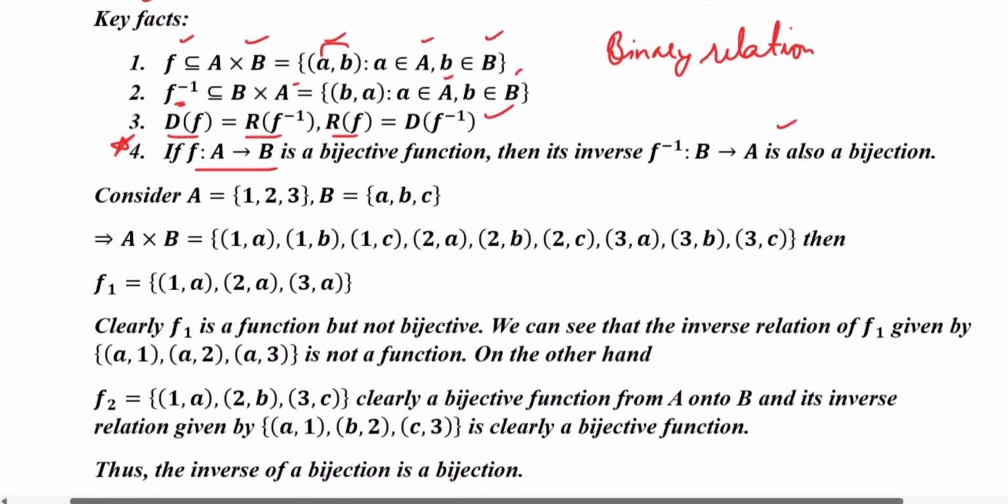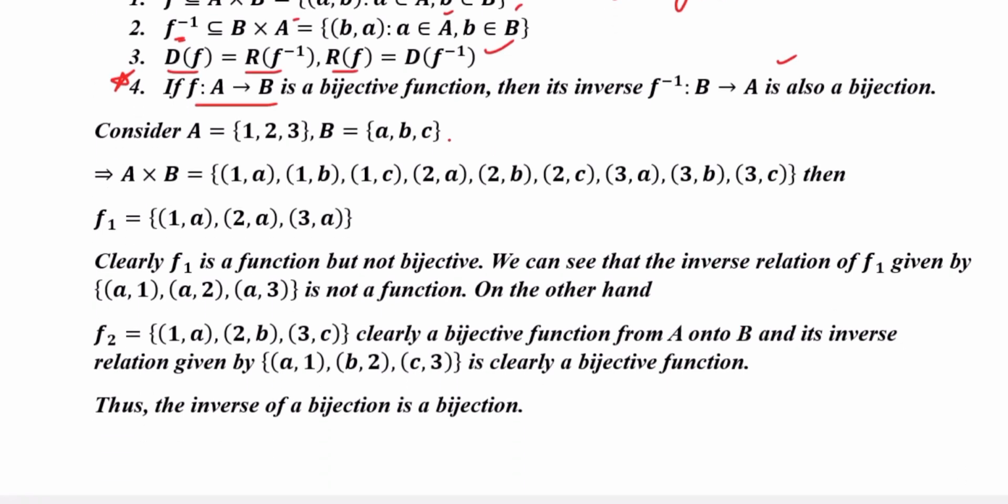Consider a very simple example from set theory. In this example, I will show that if your function f is not a bijective function, then its inverse relation could exist, but that may not be bijective, that may not be a function. Take set A = {1, 2, 3} and B = {a, b, c}. This is A cross B, the Cartesian product of A and B. Let F1, a subset of A cross B, consist of these three ordered pairs: (1, a), (2, a), and (3, a).